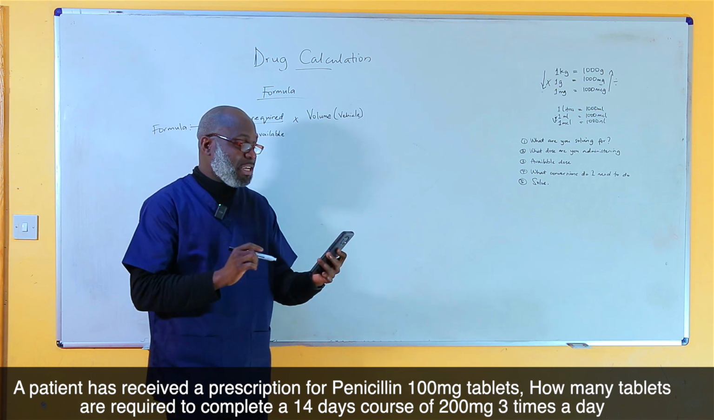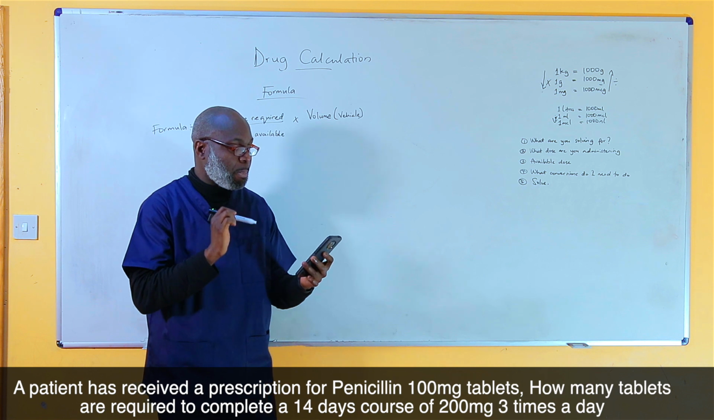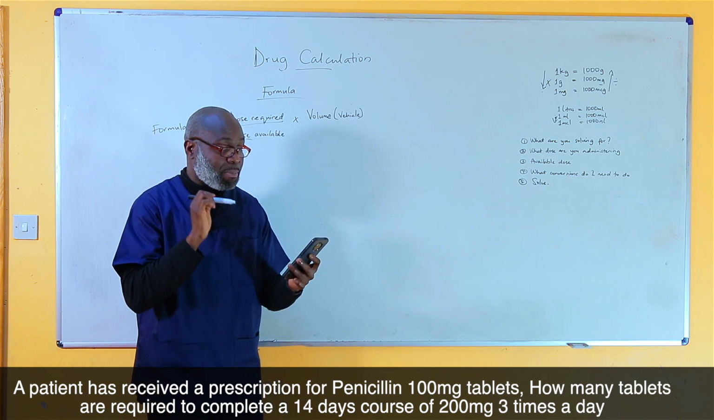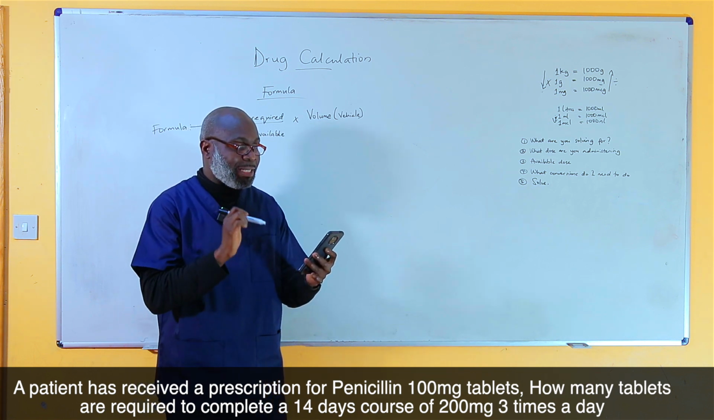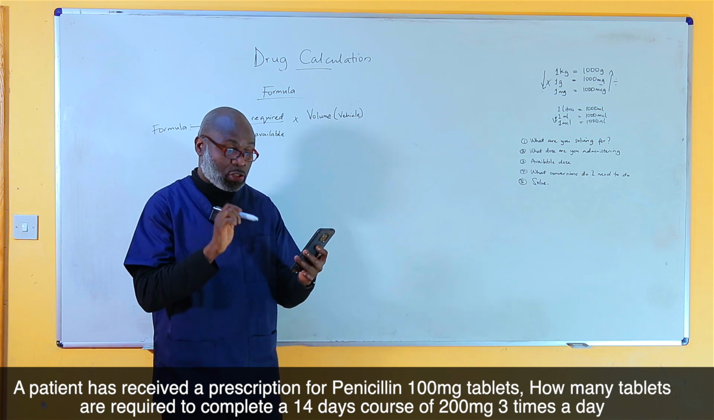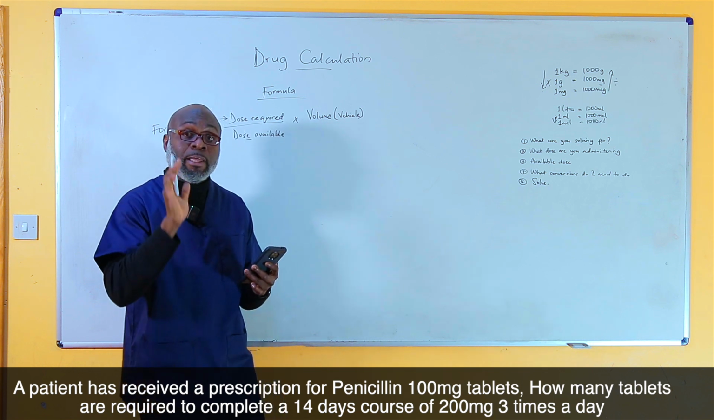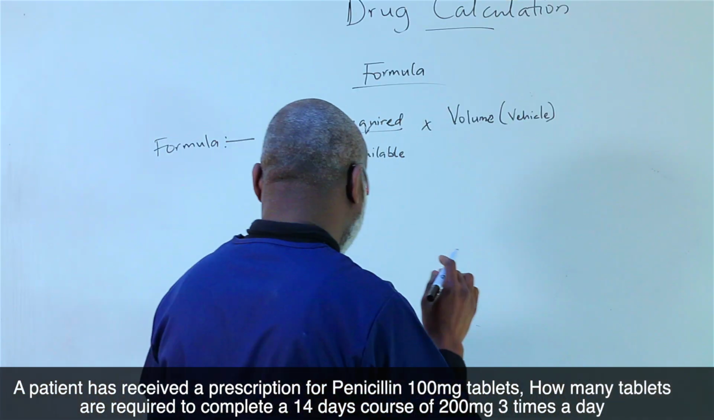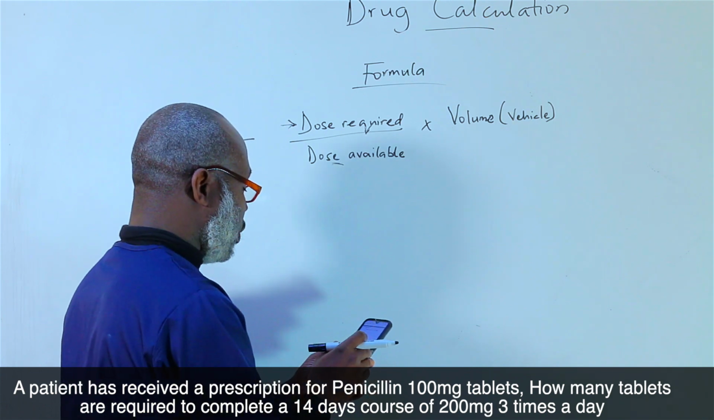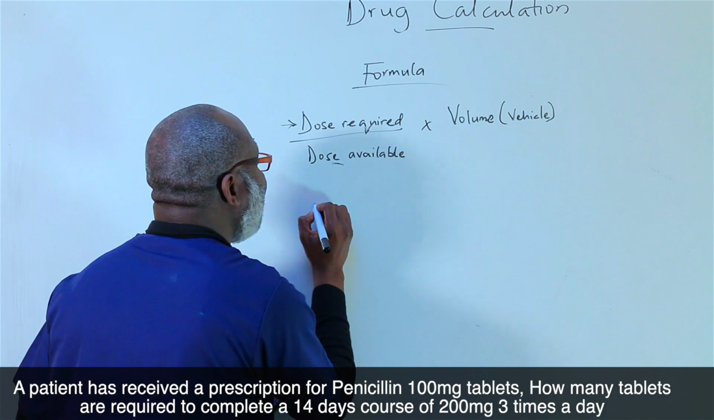It says, a patient has received a prescription for penicillin 100 milligram tablets. How many tablets are required to complete their 14-day course of 200 milligrams 3 times daily? If you understand the question very well, the patient is supposed to have 200 milligrams 3 times daily. 200 milligrams.